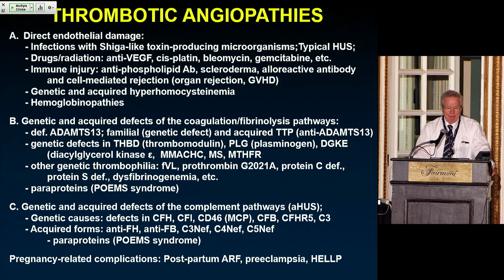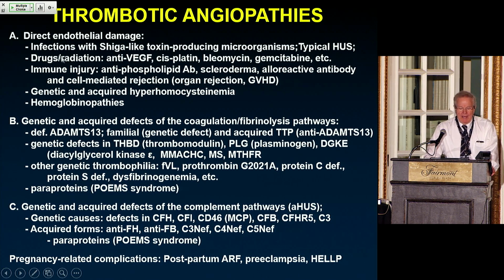So thrombotic angiopathies can be viewed as direct endothelial injury. Obviously, you know about the Shiga-like toxin producing microorganisms. Many drugs these days are toxic to the endothelium: anti-VEGF therapy for cancer, cisplatin, bleomycin, the old one, gemcitabine, a new one on the block. Immune injury, antiphospholipid antibodies, of course. Organ rejection with antibodies against endothelial cell antigens can give you a thrombotic angiopathy.